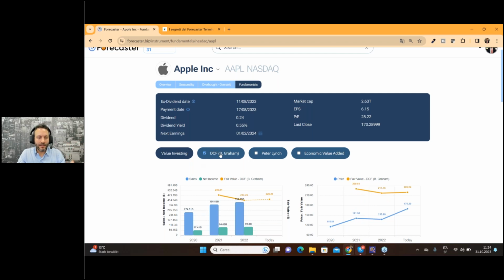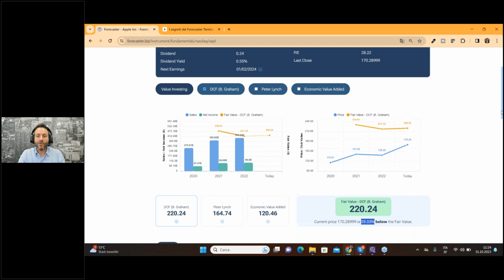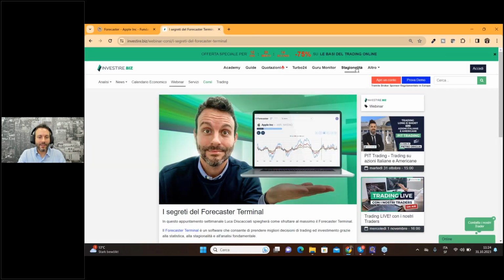If we use the method that Warren Buffett uses to value companies, which is discounted cash flow, we find that according to this calculation method, Apple is undervalued by 29%. So that is why the stock is not selling, because it is a false myth.